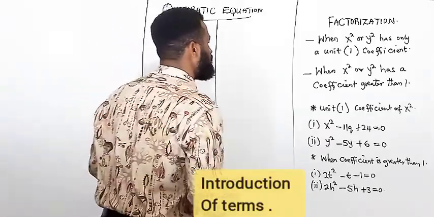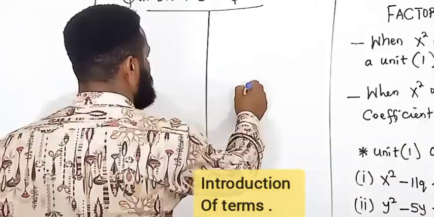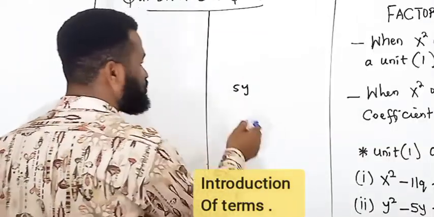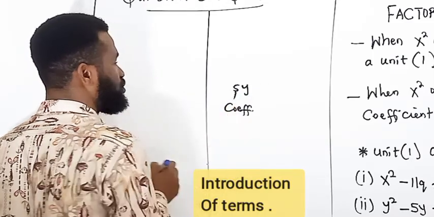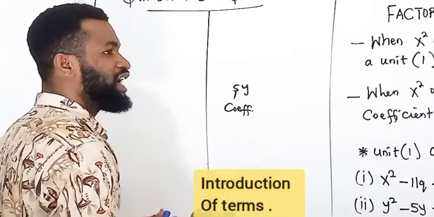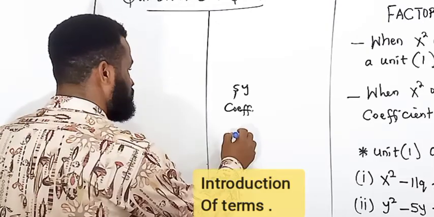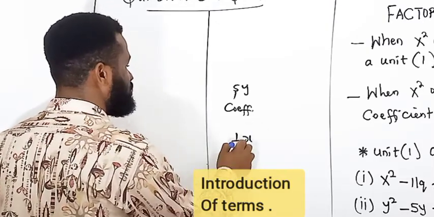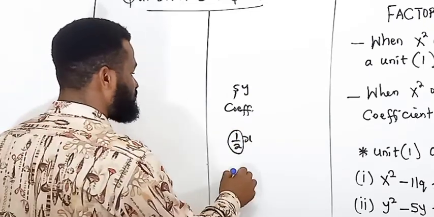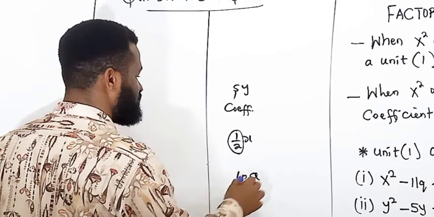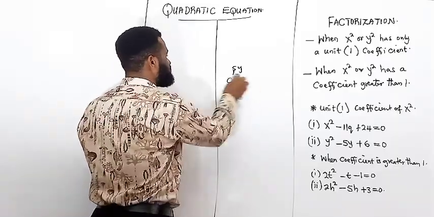Number two, we need to talk about the coefficient. If I have 5y, the coefficient of y is 5. It is just a number or a fraction that is multiplying a letter. For example, in 1 over 2 x, 1 over 2 is the coefficient. If I have 10a, 10 is the coefficient. So that is what a coefficient is.